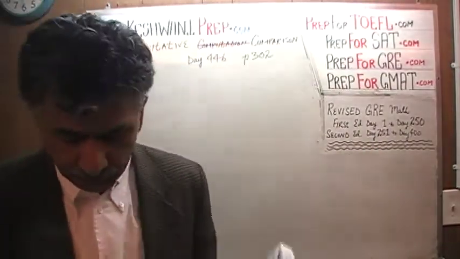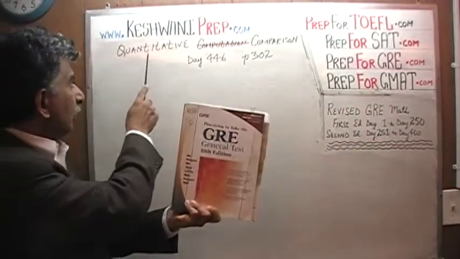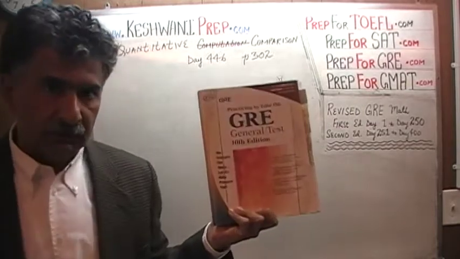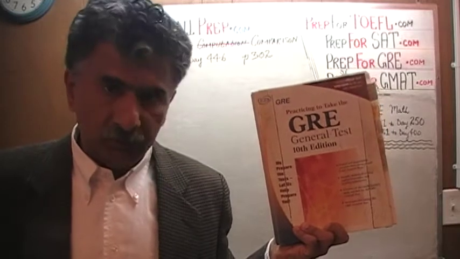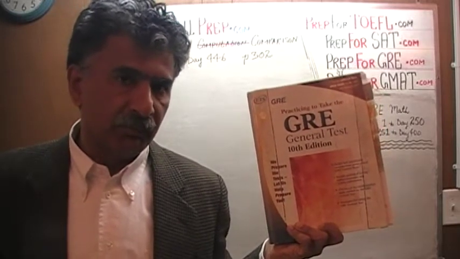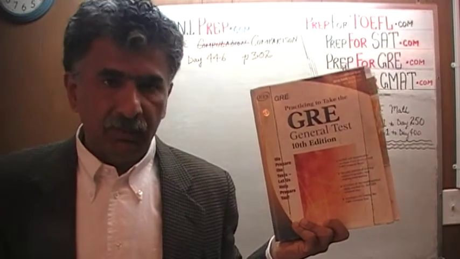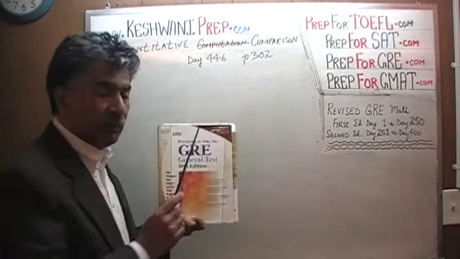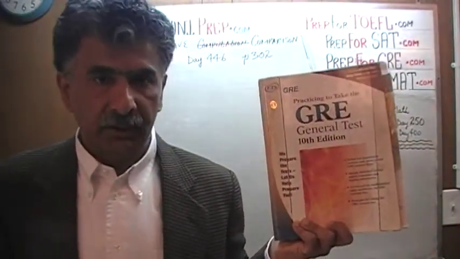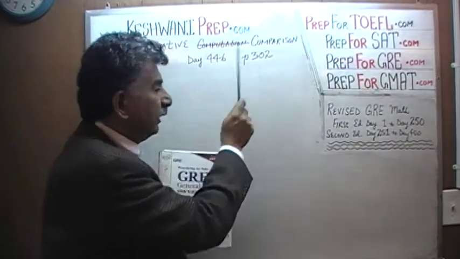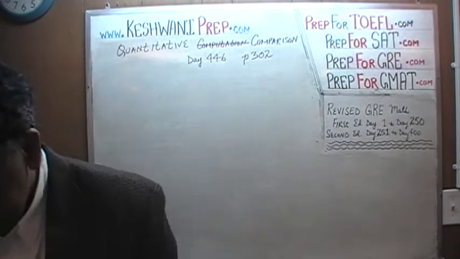Day 1 through 250. Right now, we are in the process of solving quantitative comparison questions. Quantitative comparison questions are a very important part of the exam. They are a big chunk of the exam still. They have not gone away. Unfortunately, the newer books, the revised GRE books, do not provide us with enough practice questions for quantitative comparison questions. For that reason, from day number 401, we began solving some quantitative comparison questions from this book here, the 10th edition of the general GRE. Right now, we are on page number 302. Please turn to it. Page 302, problem number 1.